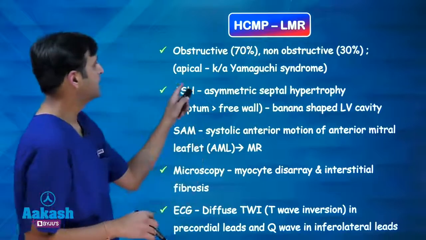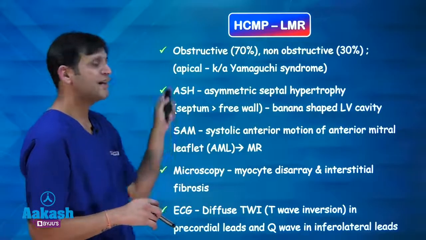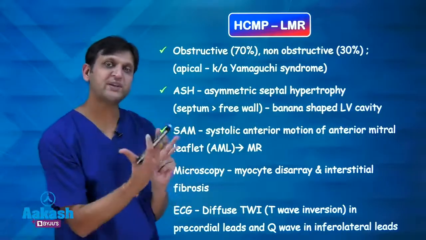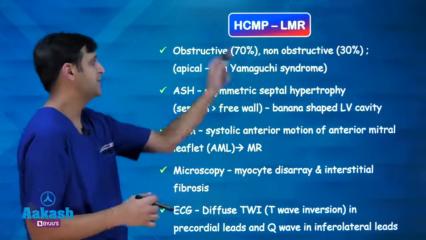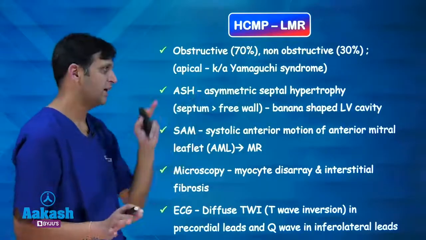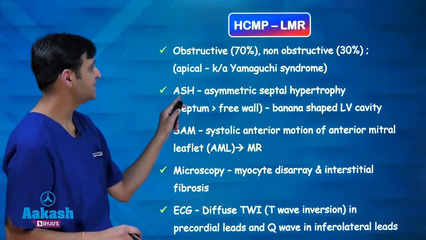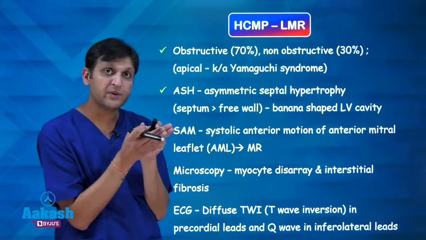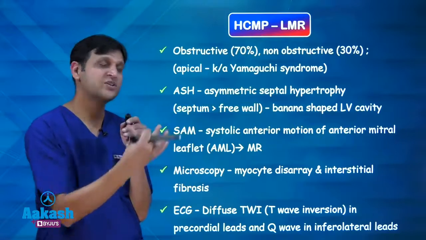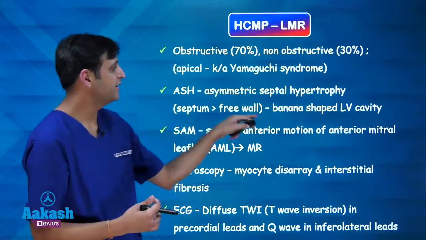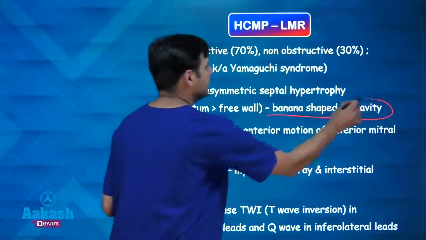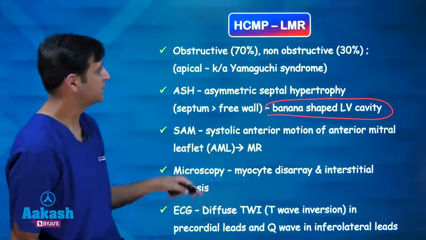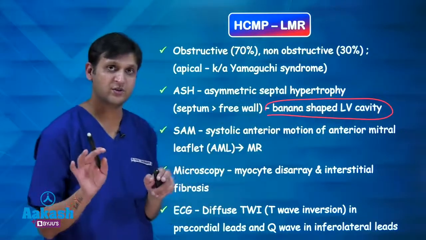Okay, it also has an apical variant, wherein only the apex of the left ventricle is hypertrophied, and is known as Yamaguchi syndrome. So it can be asked as a question. Now this term, asymmetric septal hypertrophy, wherein the interventricular septum is thicker than the posterior wall or the free wall, giving rise to what is known as a banana shaped cavity. See, each of the words placed on this slide have been asked as a question in your MCQ exams.